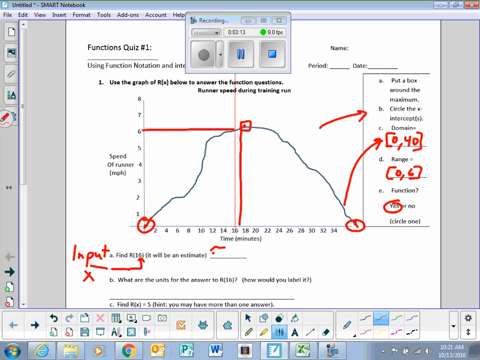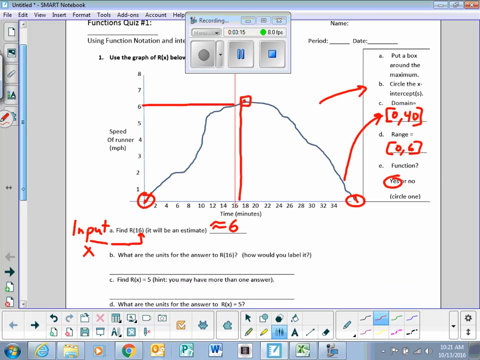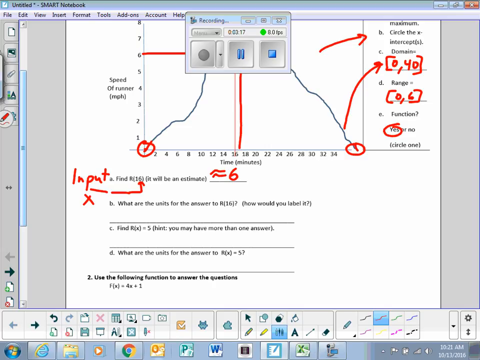So about 6. I keep asking you the question about units. I've been asking you that, knowing this was coming. What are the units for the answer to this? What is this answer? 6 what? 6 miles per hour. Pretty basic, right?